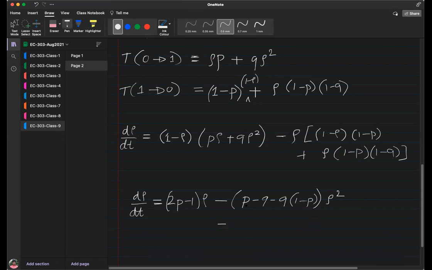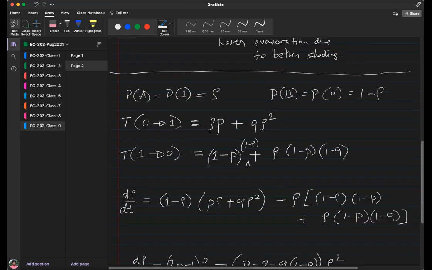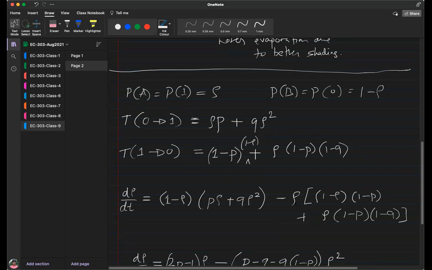If it is only these two, do you think it should be a rho cube term? Just look at the birth here. Birth has rho p and rho square q, and we are multiplying this with 1 minus rho here. So there is a rho cube term from the birth.